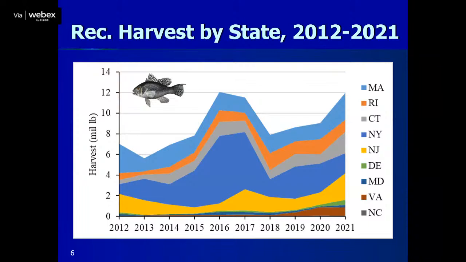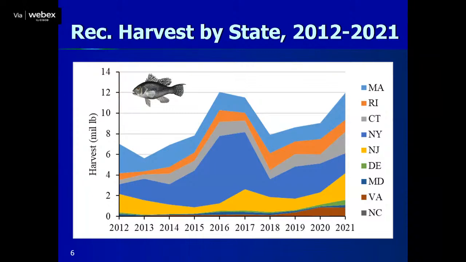You can also see from this figure that Massachusetts through New Jersey account for most of the harvest, despite having more restrictive measures than Delaware through North Carolina. For example, on average across 2019 through 2021, Massachusetts through New Jersey accounted for 89% of the black sea bass recreational harvest in weight. So that's a high-level summary of the information through 2021.